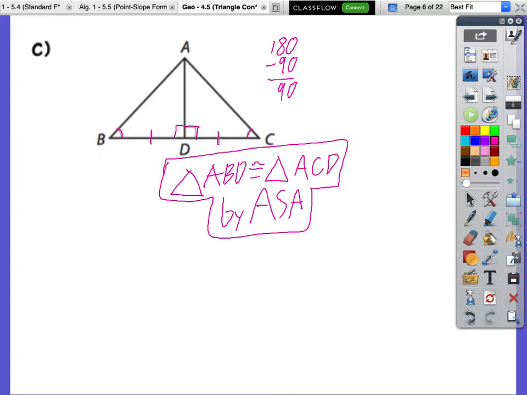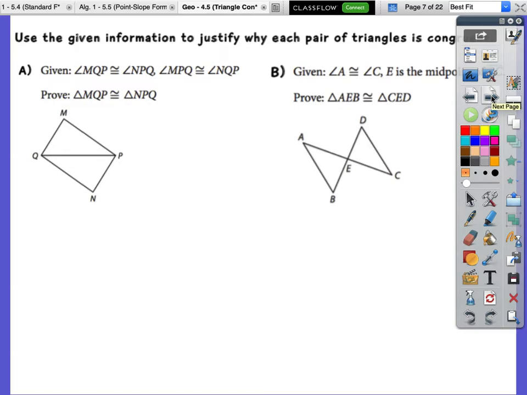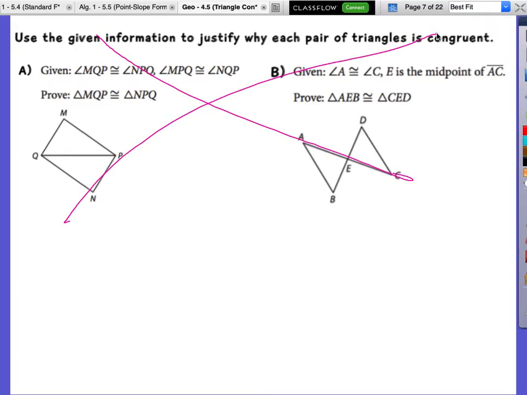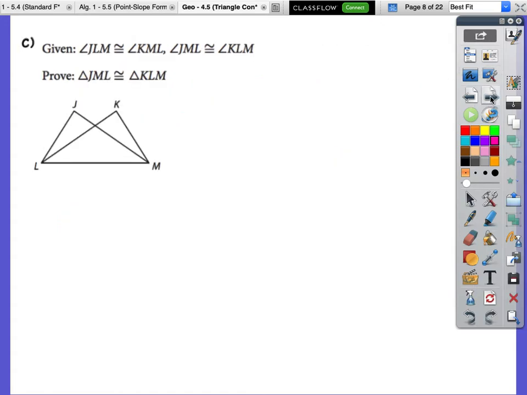Okay, if you flip the page there, here's what we're going to do with A and B. Crossing them out. Okay, we're skipping past those. Go down a little bit further, look at letter C.